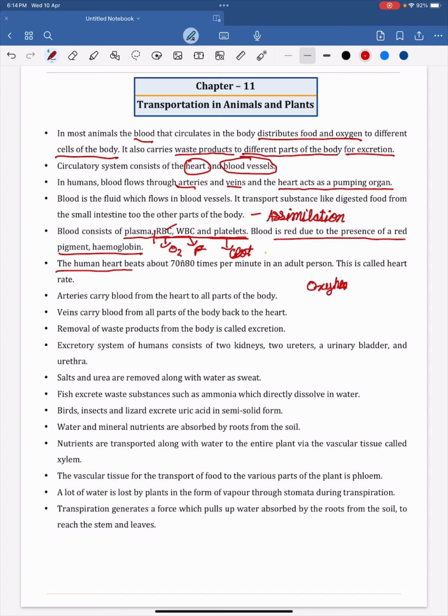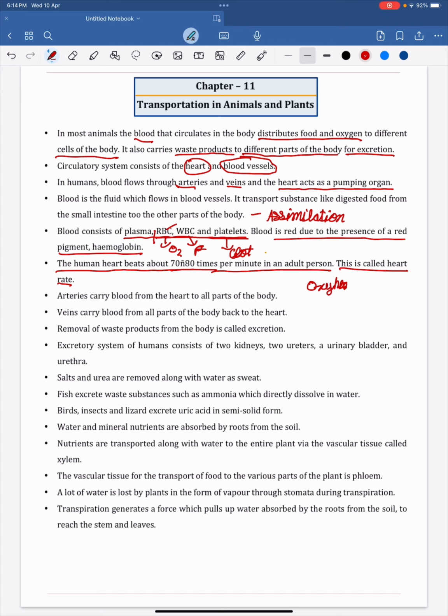The human heart beats about 70 to 80 times per minute in an adult person. This is called the heart rate. So the heart rate can be defined as the number of heartbeats in a minute. It's normally 70 to 80 times.